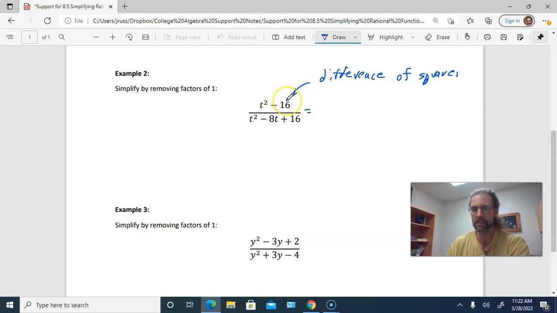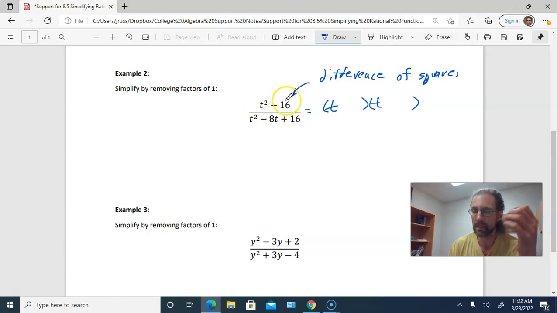And then 16 is the same as 4 squared, or in other words, 4 times 4. And it's a difference, we call it a difference because there's subtraction between those two terms. So the way you factor these is you get two binomial factors, and you just ask yourself, what do I need to get t squared? Well, I need a t times a t.